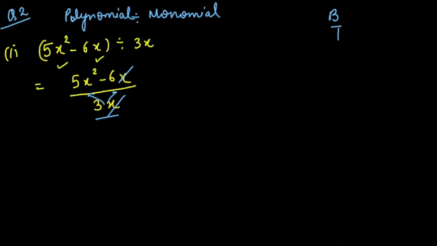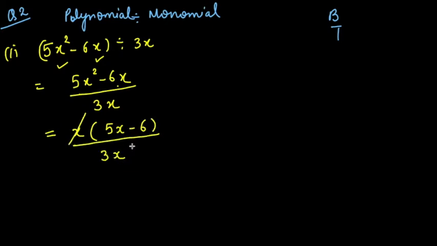Because in the numerator we have terms with addition and subtraction signs, we cannot cancel. The best way is to take the common terms out. What is common in the numerator? Can I take x as common? Nothing is common in 5 and 6. I'm left with 5x minus 6 in the bracket, and in the denominator you get 3x. This x can now be cancelled with this, and your answer is (5x minus 6) upon 3. This is how we will be doing this question.